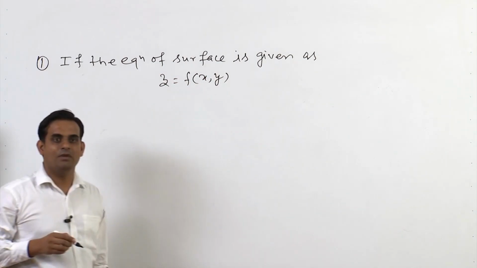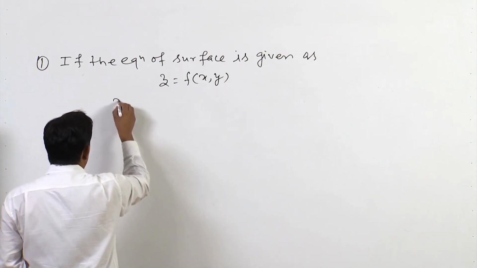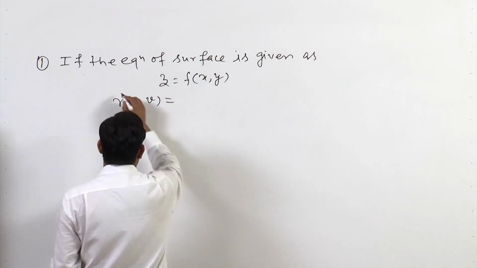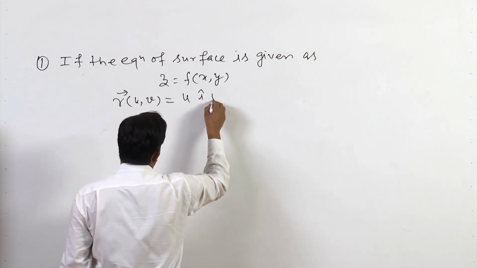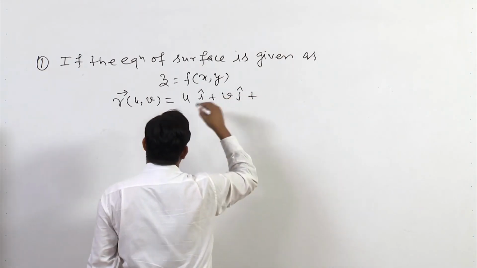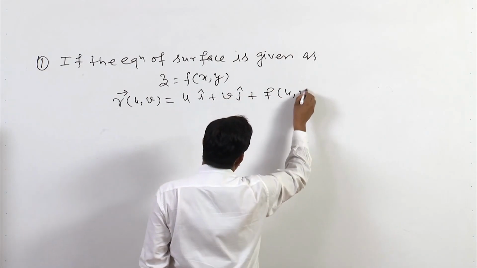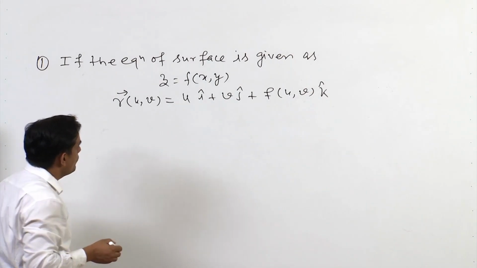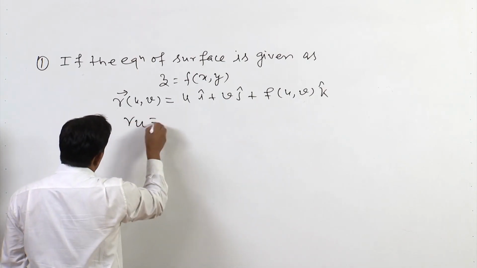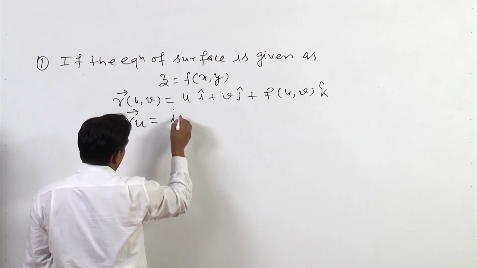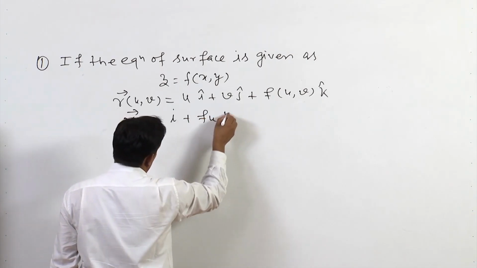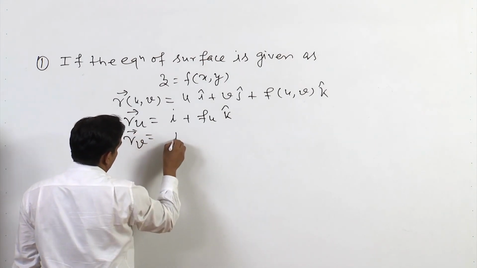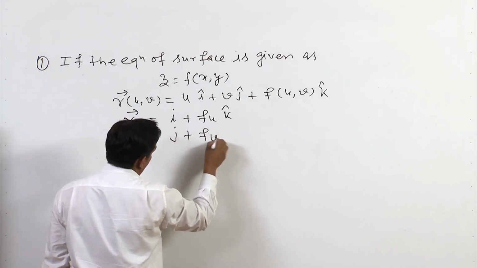z equals f of x y, then the parametric representation will become R of uv, which will be u i plus v j plus f of uv k. Now Ru again can be calculated as i plus f_u k, and Rv will become j plus f_v k.